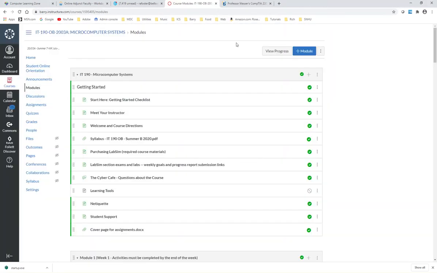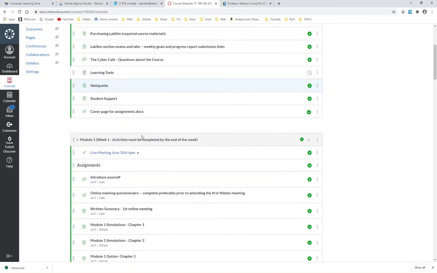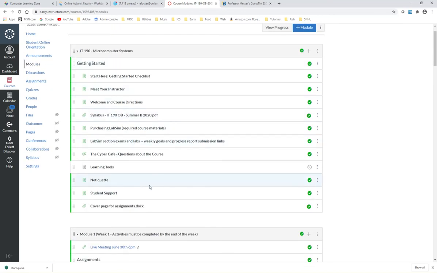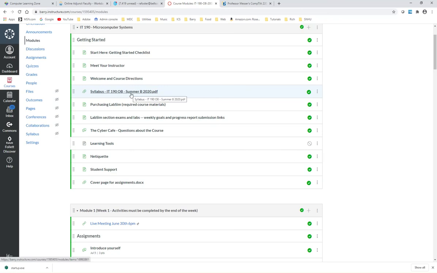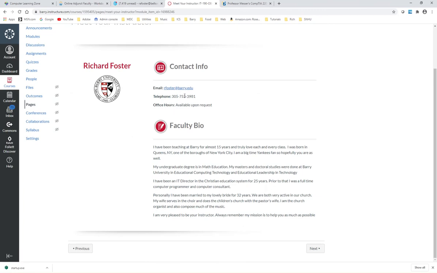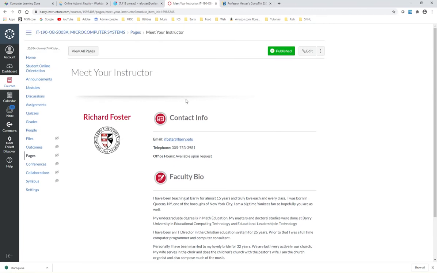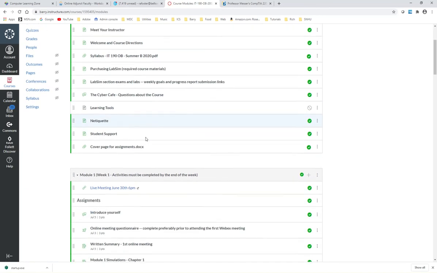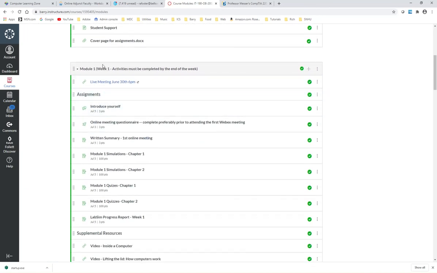And now remember that in Module 1, make sure you've done all this over here. Here is the syllabus. Here is a little bit of me in here. Here's my cell phone. So we'll go back to modules. And make sure that you take care of all of these things in here.